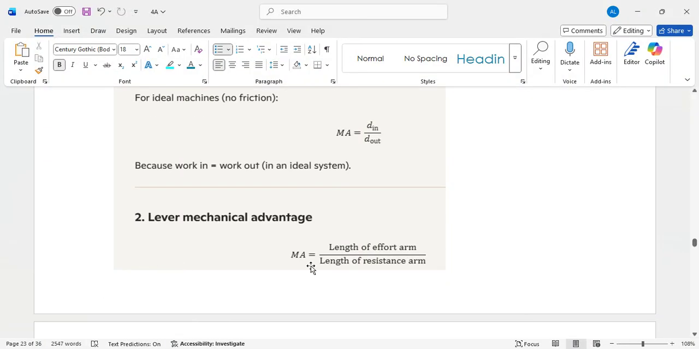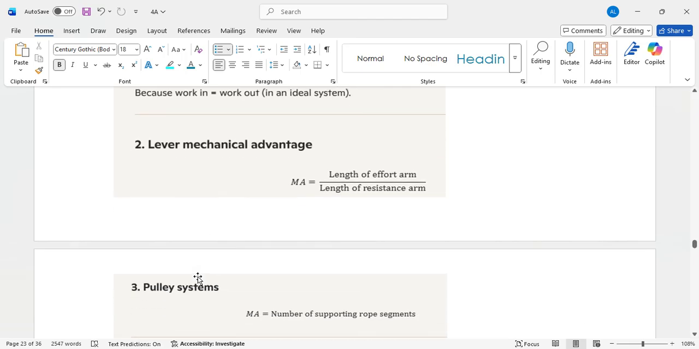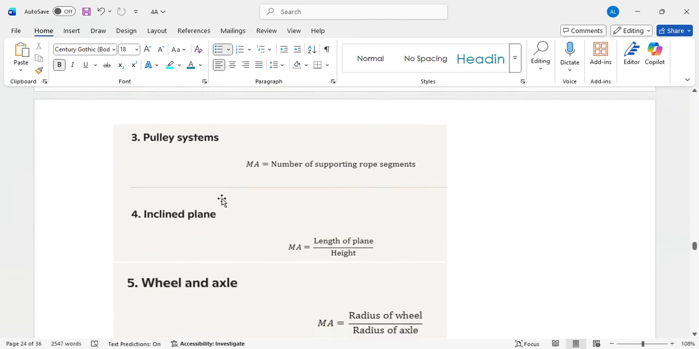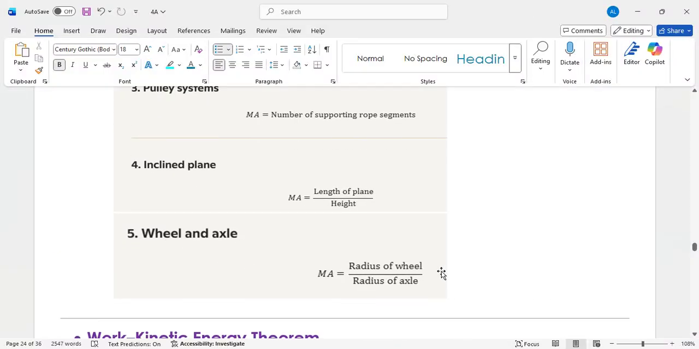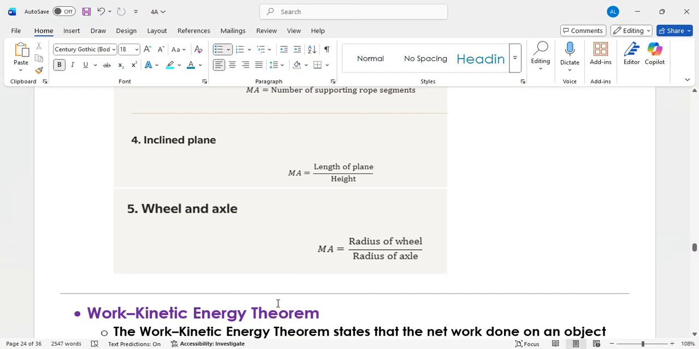Lever mechanical advantage is the length of the effort arm by the length of the resistance arm. Pulley systems: MA equals the number of supporting rope segments. Inclined plane: length of the plane by height. Wheel and axle: radius of the wheel by radius of the axle. So that is also a mechanical advantage.